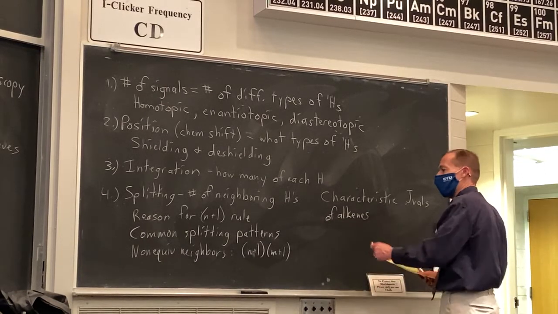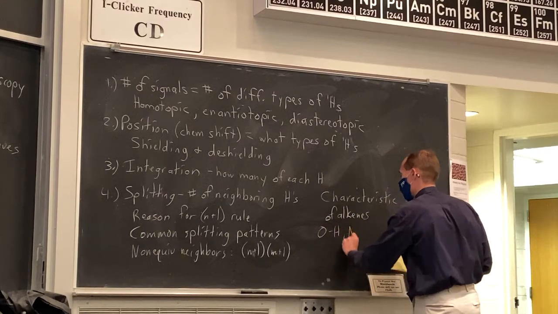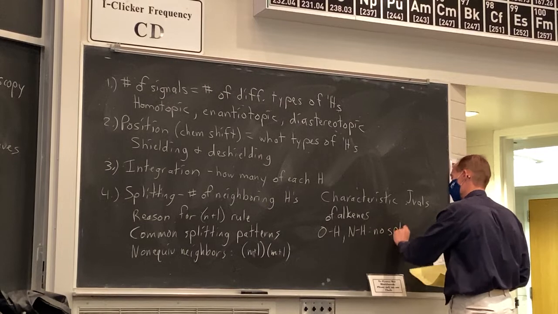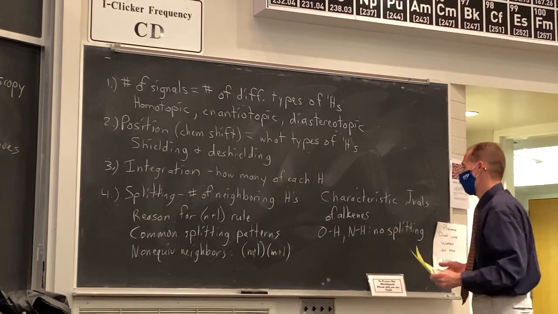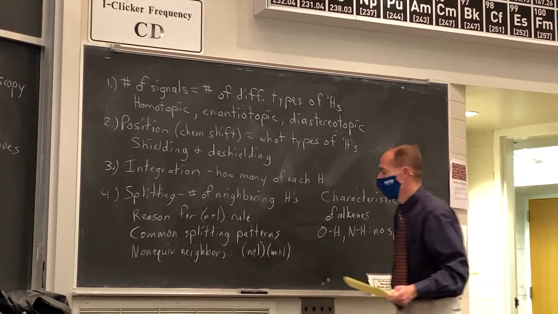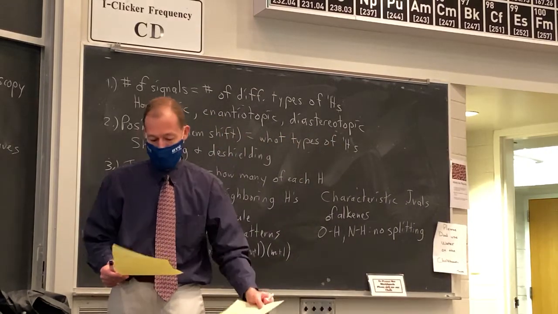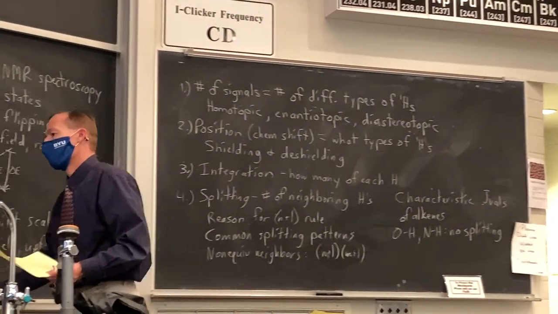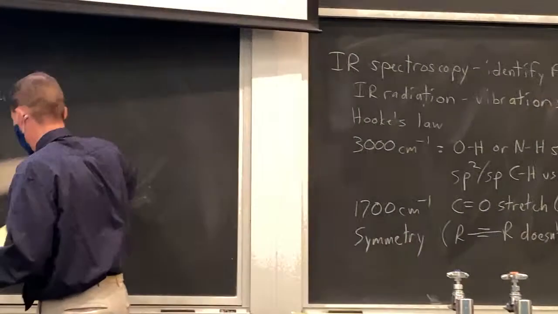And then finally, on splitting, we learned that if you have an OH or an NH, you have no splitting caused by those signals, and those signals are not split by their neighbors. And we talked about why that is the case. All right. And then the final thing on NMR, we'll come over here.